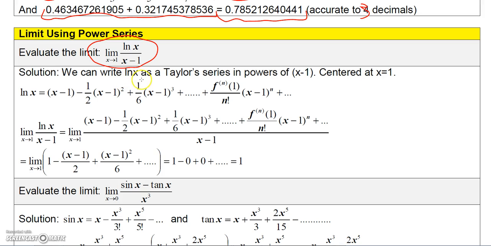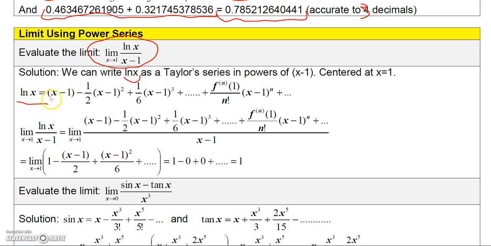But what we could do here to evaluate this limit is write the natural log of x as a Taylor series using powers of x minus 1. So therefore it'd be centered at x equal 1. So you could write the natural log of x as x minus 1 minus a half times x minus 1 squared plus a third times x minus 1 cubed, and so forth. So just look up the power series representation for natural log of x.